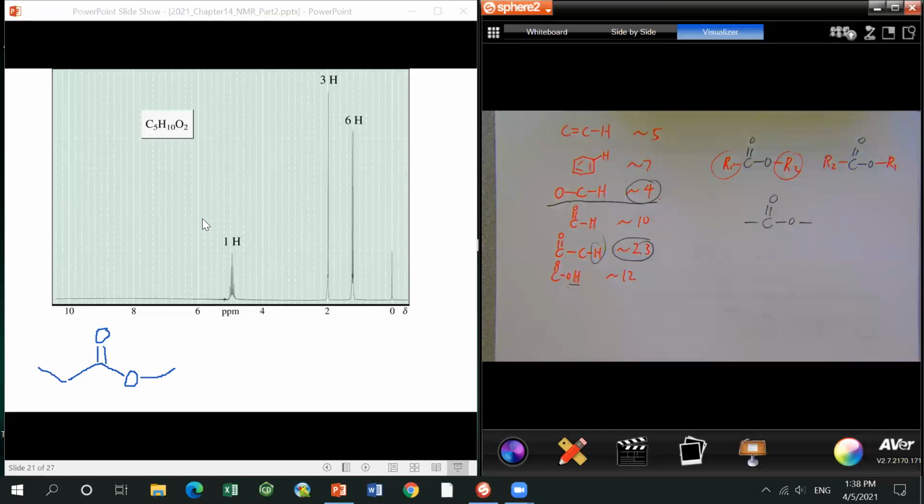Someone drew the structure, but it's not exactly right. Think about it. If you draw me this one, I'll probably give you maybe one third of the points. You have to look at the proton number: we have 1 proton here, 3 protons here, and then 6 protons here.